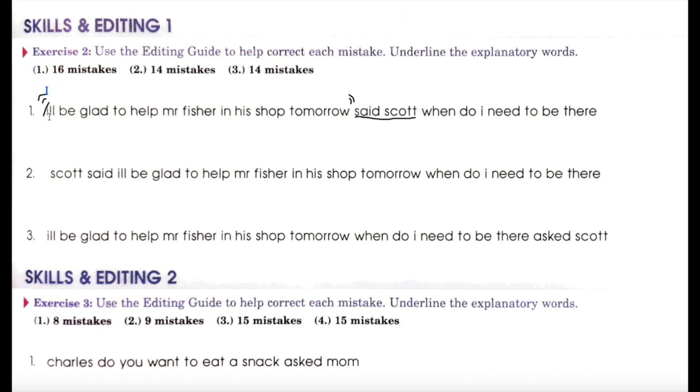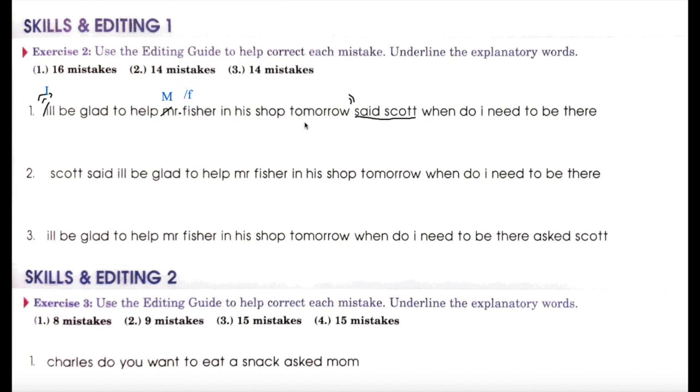We know that we also need an apostrophe because this is a contraction for I will. So I'll be glad to help Mr. Fisher in his shop. Let's go ahead and correct everything that we see that's wrong because we know that this is just chock full of mistakes. I'll be glad to help Mr. Fisher. We need a period in between Mr. and Fisher. We need to capitalize Mr. We need to capitalize Fisher, proper noun.